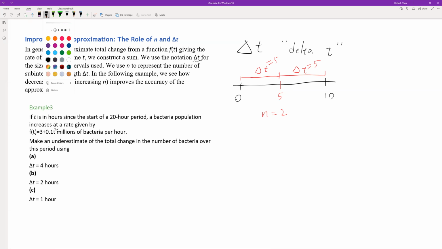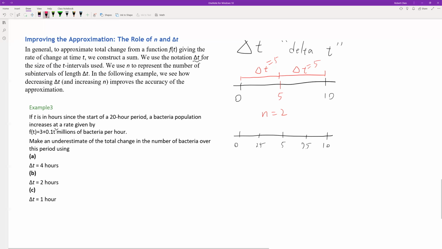Now, of course, we can increase the number of intervals by doing a little more cutting. Let's say I cut into 4 pieces. I get 2.5, 5, 7.5. In this case, each delta t would be 2.5, because the interval in each delta t is 2.5. And since we have 4 intervals, n will be equal to 4. And that's basically what we're saying. Of course, you can do 10 of them, you can do 20 of them, you can do as many as you want.